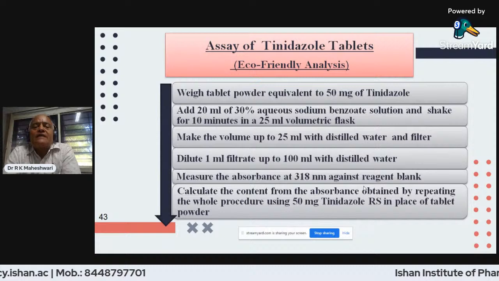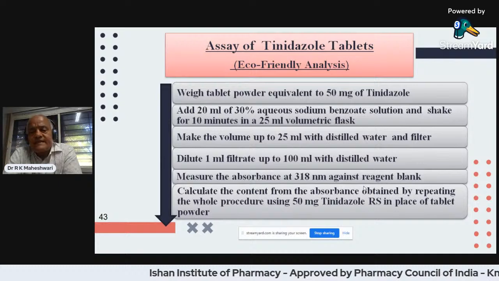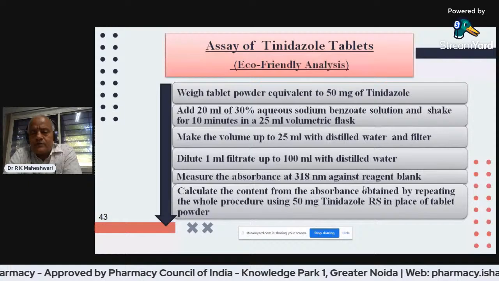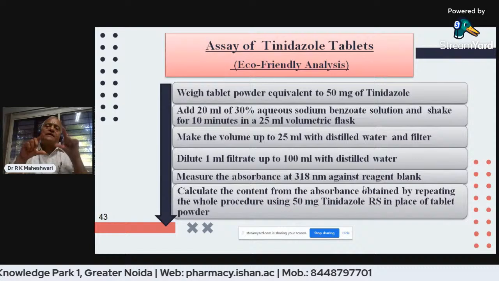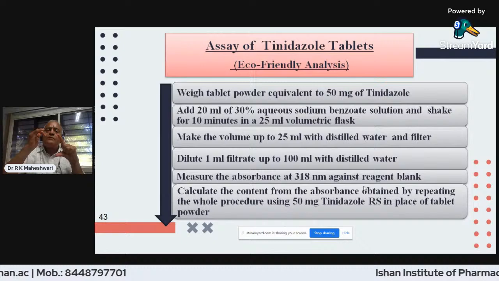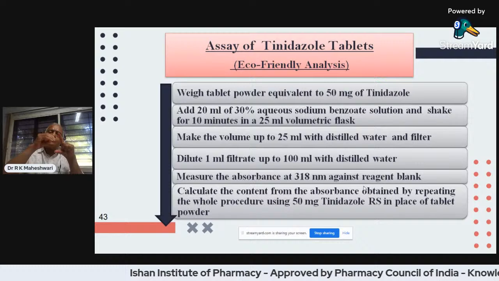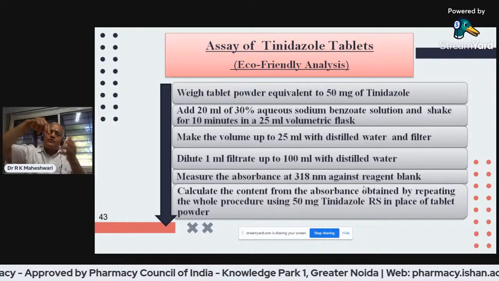Weigh tablet powder equivalent to 50 milligram of tinidazole. Add 20 ml of 30% weight by volume aqueous solution of sodium benzoate, and shake for 10 minutes in a 25 ml volumetric flask. This is what you have done. You have taken a 25 ml volumetric flask and transferred tablet powder containing about 50 milligram of tinidazole. Then 20 ml of 30% sodium benzoate solution, the hydrotropic solution, shaking for 10 minutes briskly. During this shaking, sodium benzoate dissolves the tinidazole present in the tablet powder.